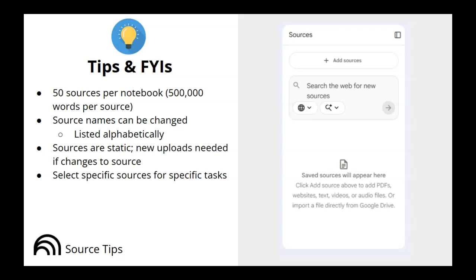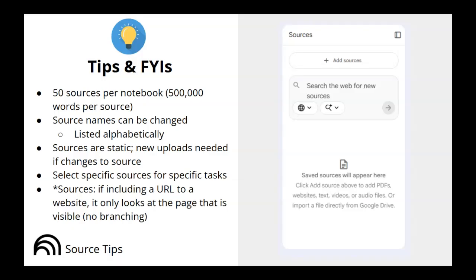You also have the ability to select specific sources. So if you list 50 sources and you want to generate output on 2 of those, you can deselect everything and only select those 2. So again, you can store them all there and then pick and choose. And then finally, if you are including a URL to a specific website, it will only read the website page that you put up. There's no branching, so it won't click to the second website page or the third. If you want it to reference an entire website, you have to put in every single page URL separately.